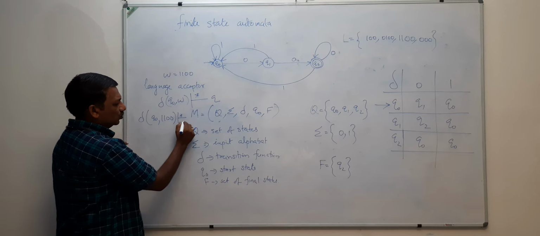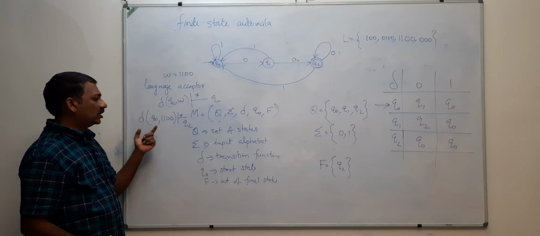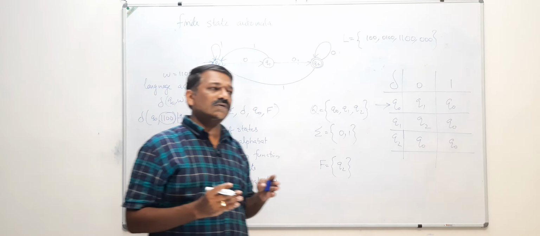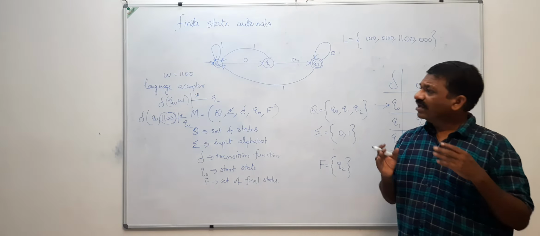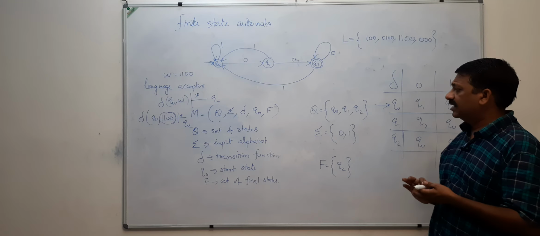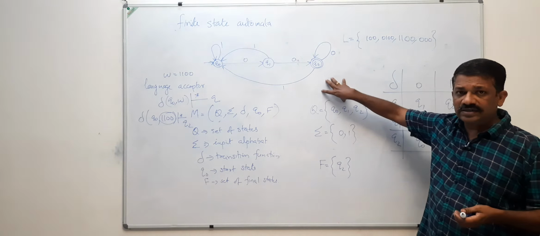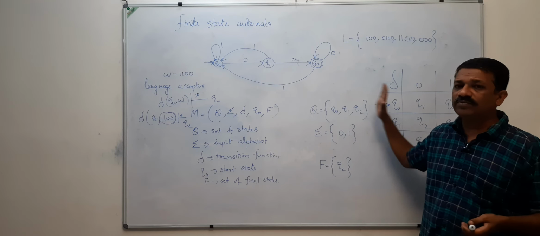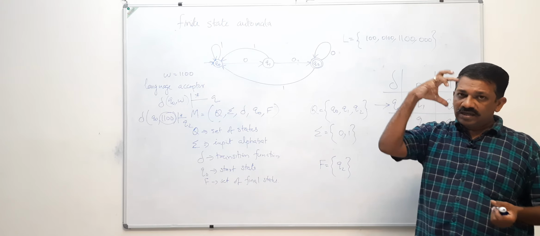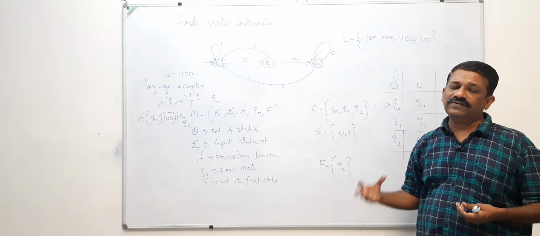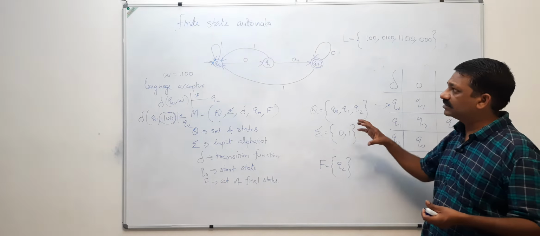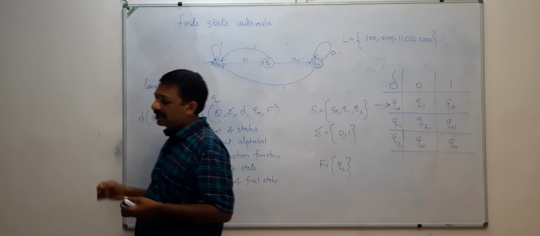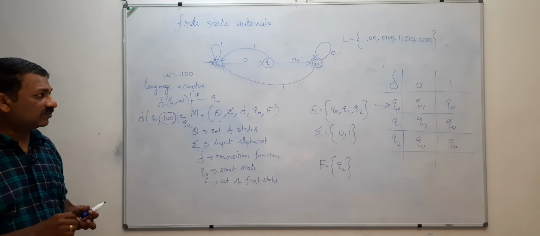If it reaches Q2, that means the string can be accepted. That means the finite control is initially in the start state, and starting from there, if you are processing the input and after considering all the input symbols of the input string, the finite control reaches one of the final states, that means that string can be accepted, and this can be used as a language acceptor.